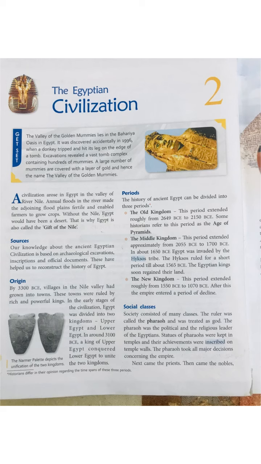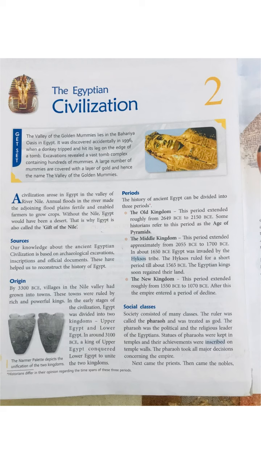Hello everyone, in this video we will discuss social classes. Now, the social structure of ancient Egypt can be sorted into a social pyramid. At the top of the social pyramid was the king or the pharaoh. As I have already told you in a previous video, the kings were called pharaoh. So the pharaoh was very powerful.